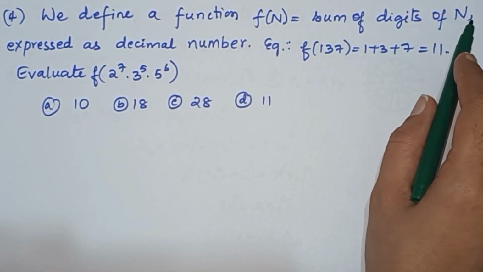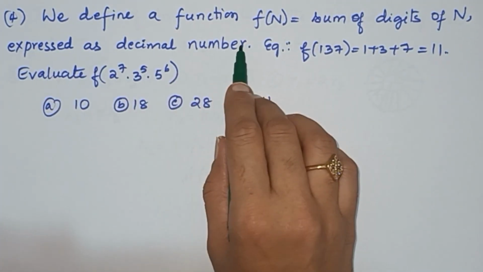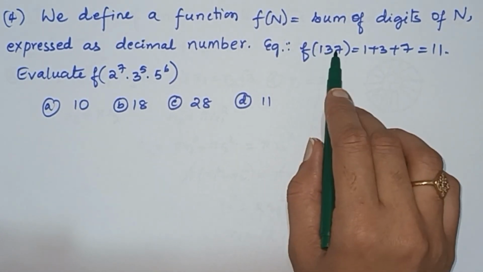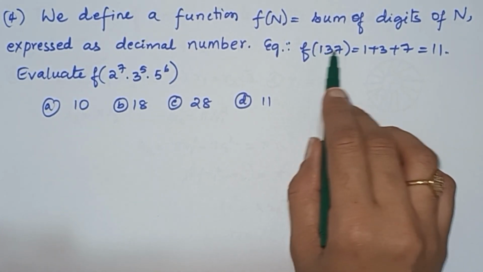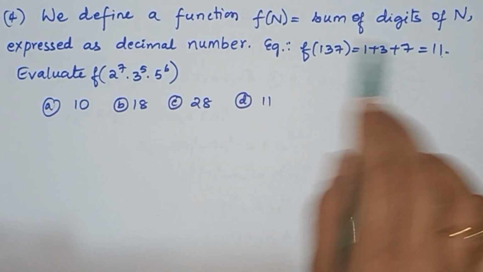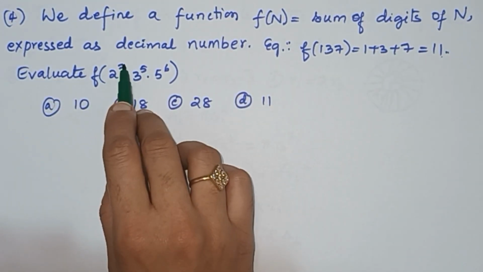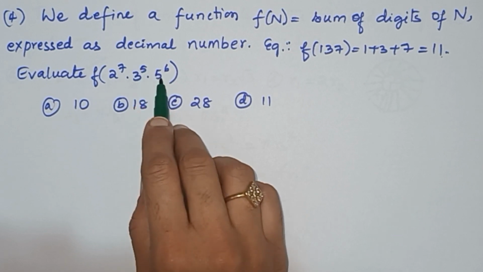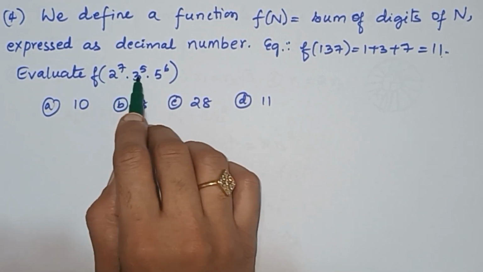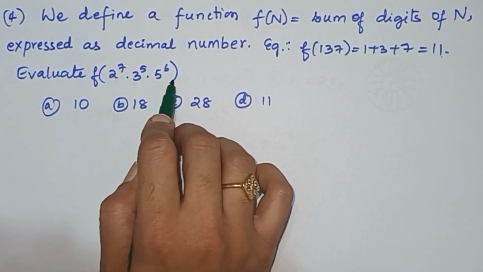Now the fourth question is, we define a function f of n equal to sum of digits of n expressed as a decimal number. For example, f of 137 is sum of digits of this number, 1 plus 3 plus 7, that is 11. So using this, evaluate f of 2 to the power 7 into 3 to the power 5 into 5 to the power 6. Four options given. When you go with the actual multiplication, it takes a lot of time.